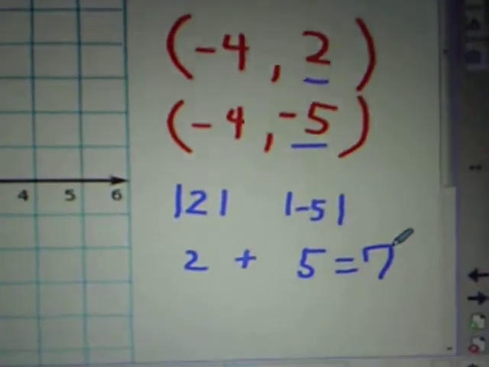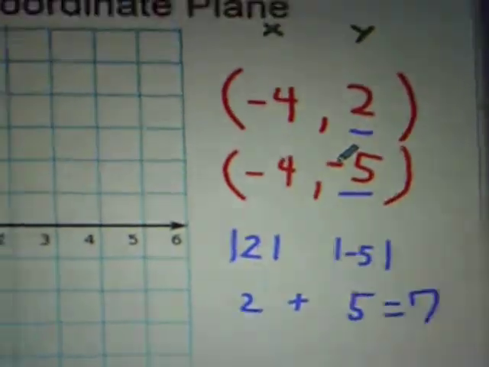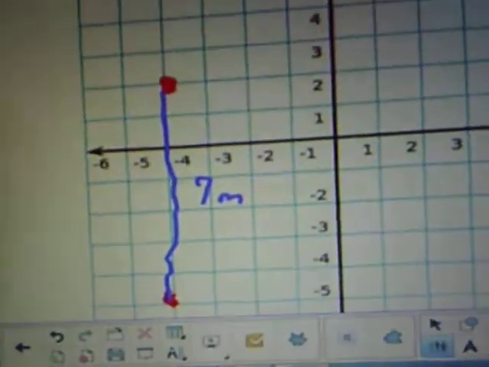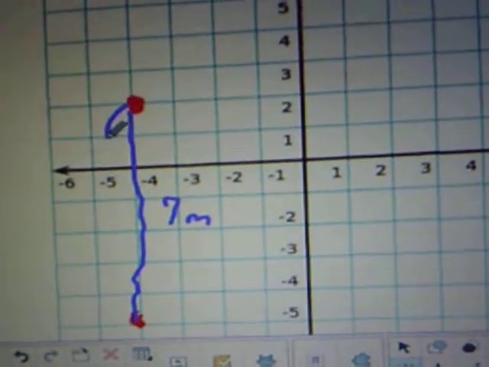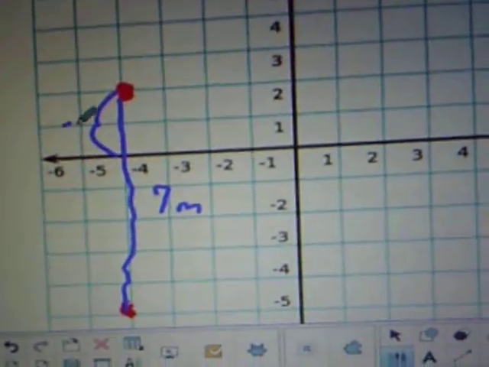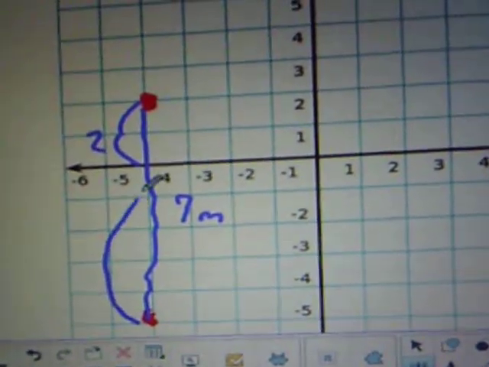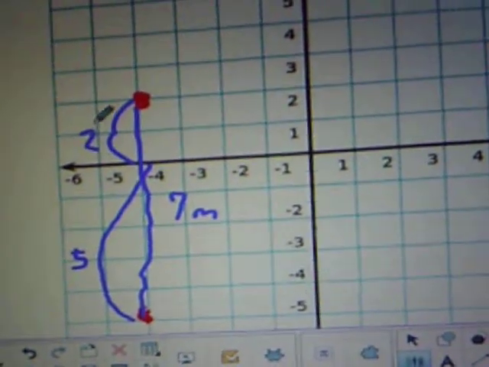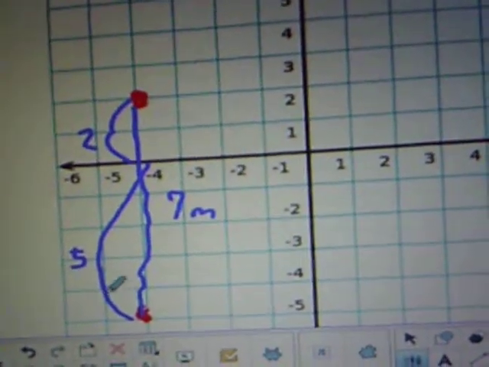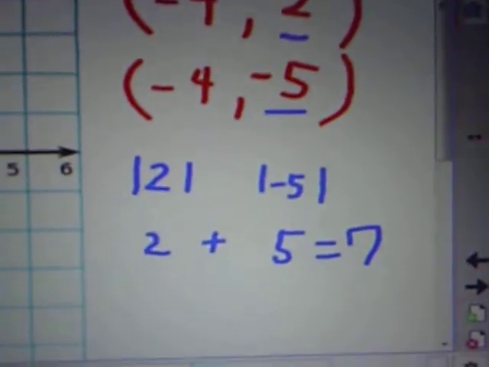In case you're wondering, why do we add them? Why does this mean that we add them if one's positive and one's negative? Here's why. Because look at what's happening. If I start here, and I take my absolute value, 1, 2, that's 2. Then I go here and I take my absolute value, my distance from 0, and that's 5 units. So in order to find this total distance, I need to add the 5 and then the 2 more, and that'll give me 7. So that's why this actually works.